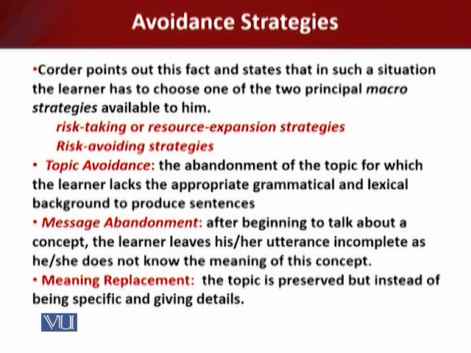Now, message abandonment. That is, after beginning to talk about a concept, the learner leaves his or her utterance incomplete as she does not know the meaning of this concept. For example, in connection with a picture, as in topic avoidance, the learner does not want to talk about the topic that presents difficult or unknown information. An example is a learner who describes a picture including two squirrels: he can see them, but he cannot produce the exact words describing them.